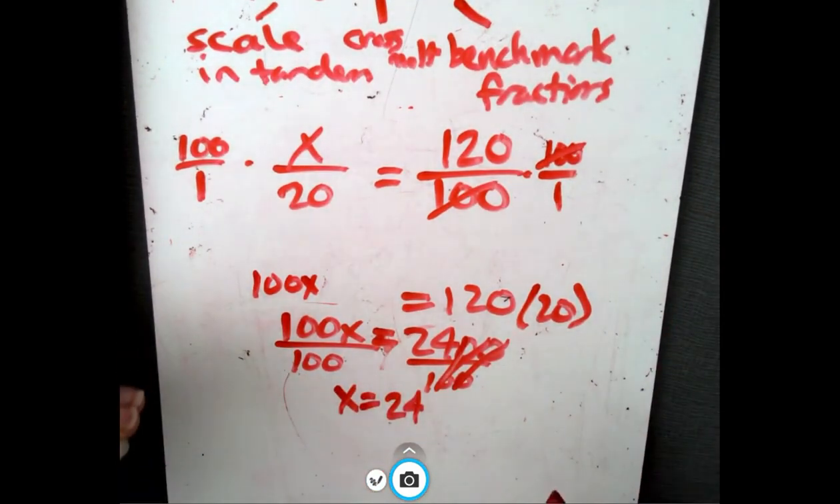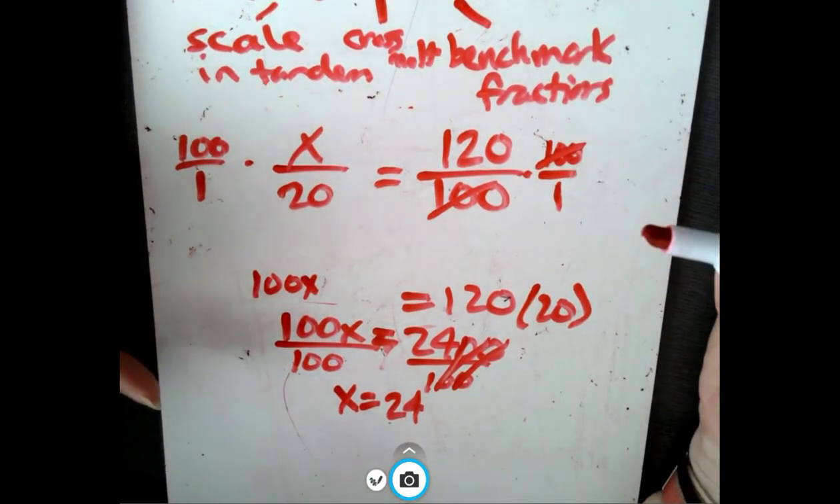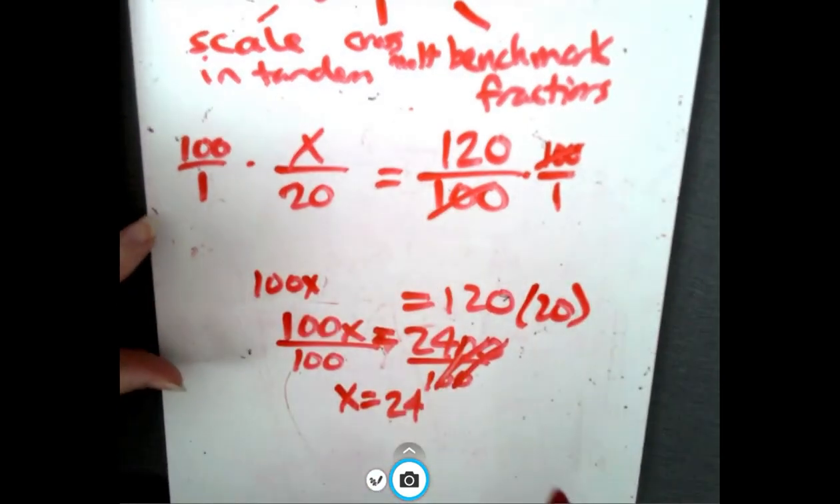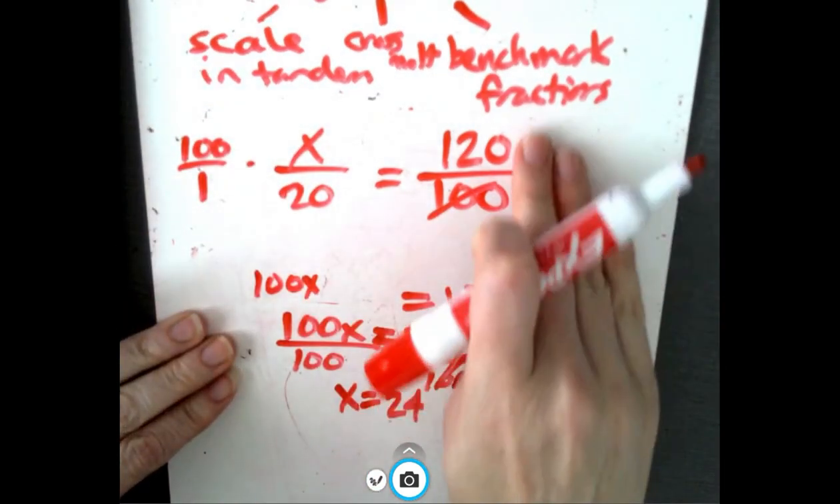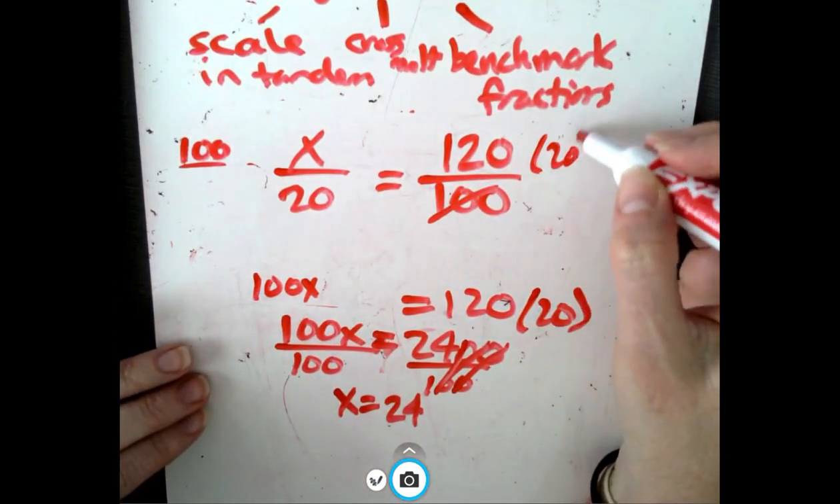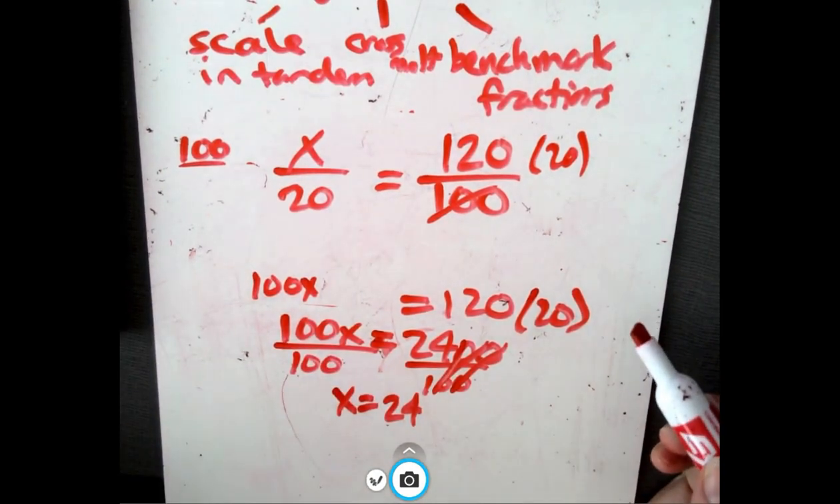So why does this work? Because what you're doing is when you cross multiply, you're just simplifying a step. Instead of saying multiply by 100, multiply by 20, you're just pretending that all you're doing is multiplying by 100 and multiplying by 20. But essentially what you're doing is using the rules of algebra that you already know.